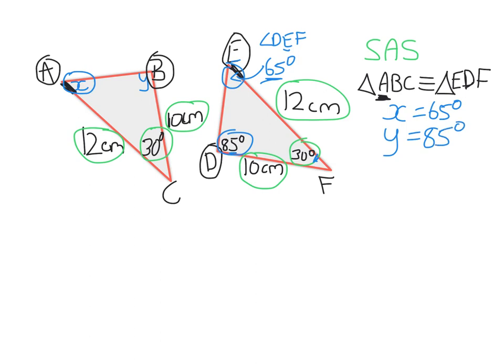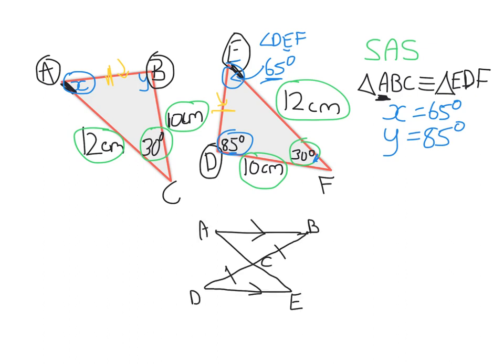Now, also note that because the two triangles are congruent, this side here and this side here would be equal. So if this side here was, say, 7 centimeters, this side here would be 7 centimeters. So you can use congruent triangles to find unknown angles and unknown sides in the other triangle. That's because corresponding sides of congruent triangles are equal, and corresponding angles of congruent triangles are equal.